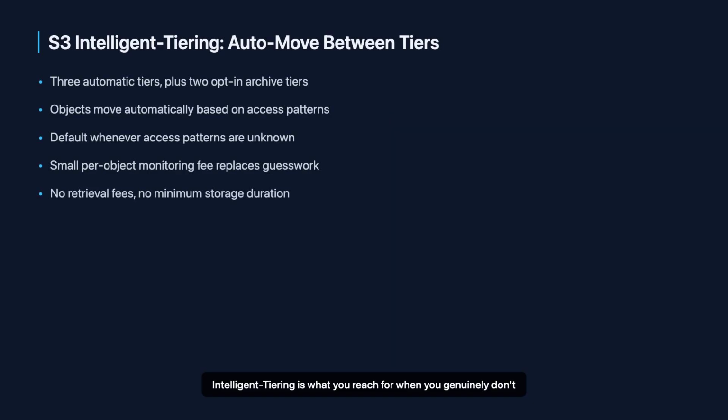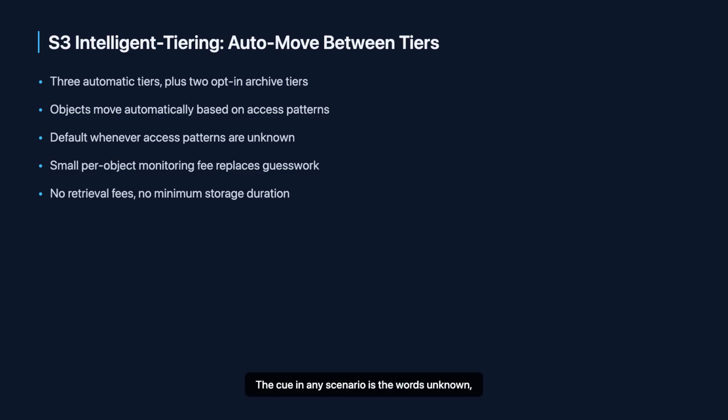Intelligent tiering is what you reach for when you genuinely don't know how often objects will be touched. It has 3 automatic tiers: frequent access, infrequent access, and archive instant access, which happen without you lifting a finger. And there are 2 more opt-in tiers, archive access and deep archive access, that you can enable for even deeper savings. S3 watches each object and shuffles it between them based on real access patterns.